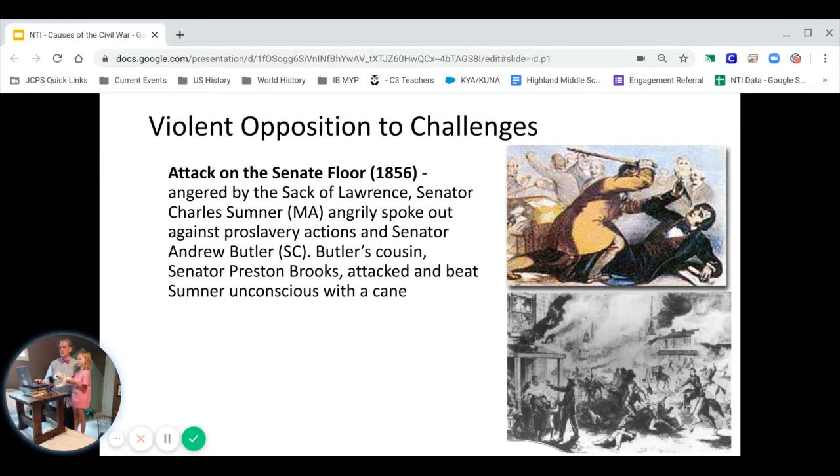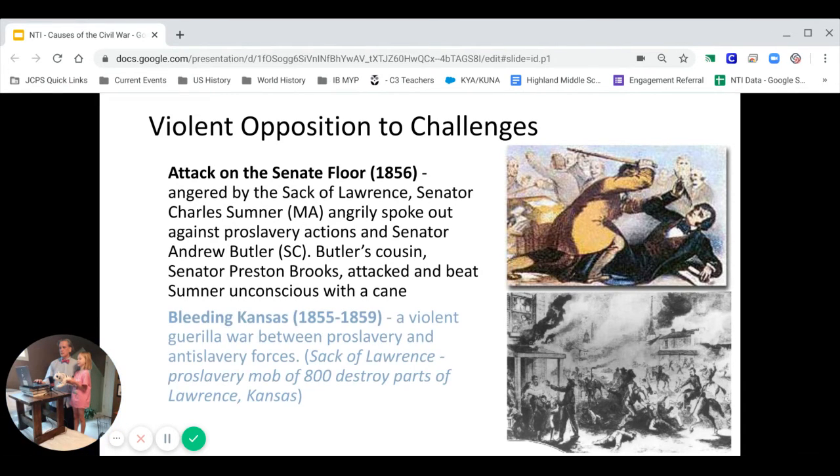So Butler's cousin, Preston Brooks, on the Senate floor attacked Sumner with a cane and beat him unconscious, broke the cane, had to be pulled off and continued to beat him. Sumner survived, but he couldn't come back to work or leave his house or anything for months. He was so mentally beat down also by this attack.